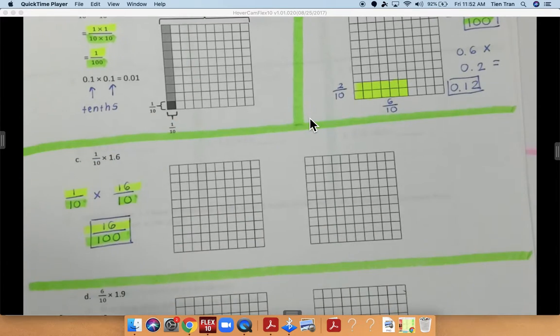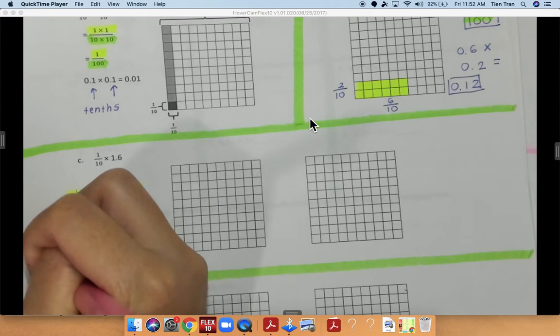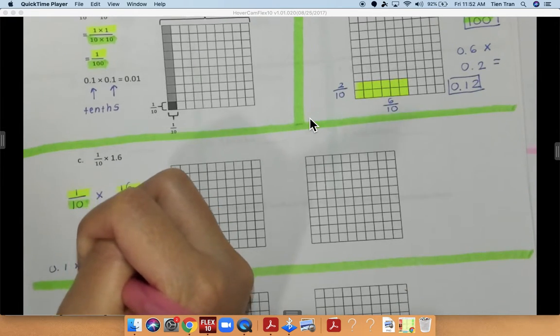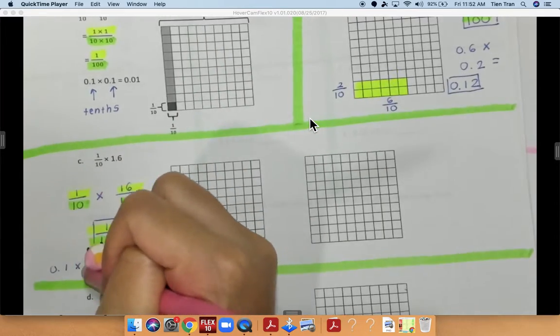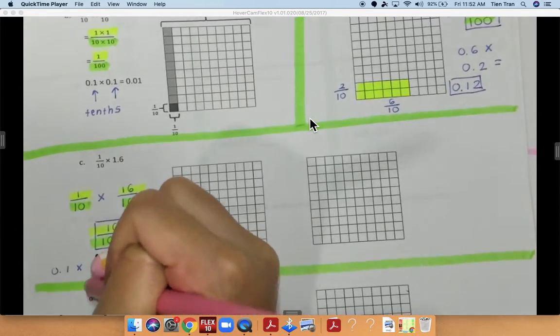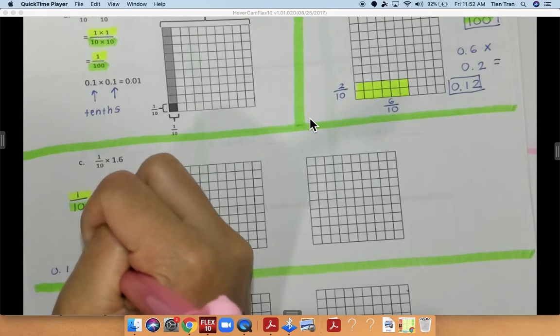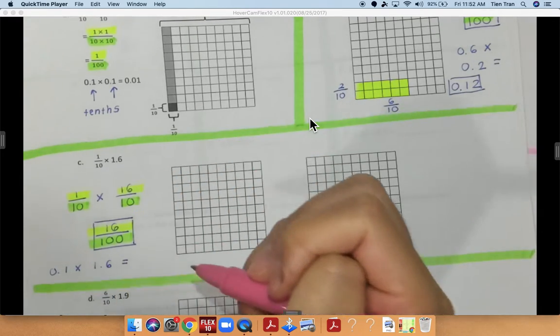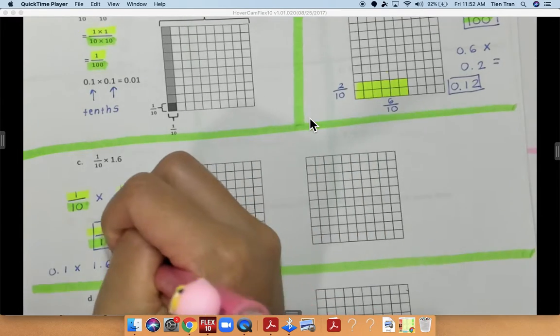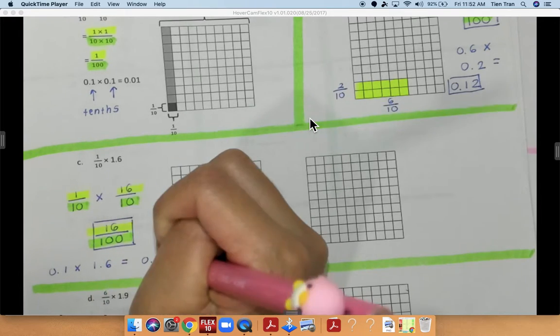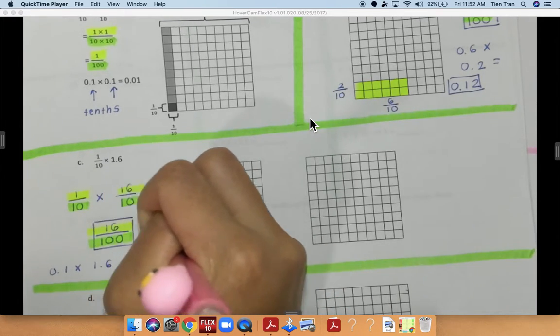And if I were to write this as a decimal, it would look like 1/10 times, I almost made a mistake, 16/10, which is equal to 16 hundredths. So we would have it written like this. And that is my final answer.